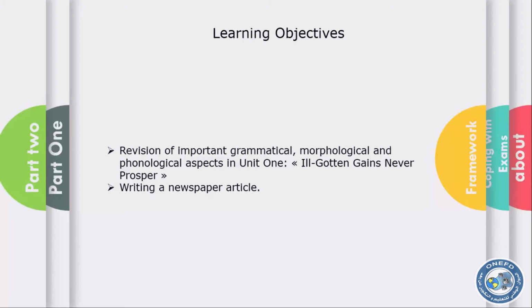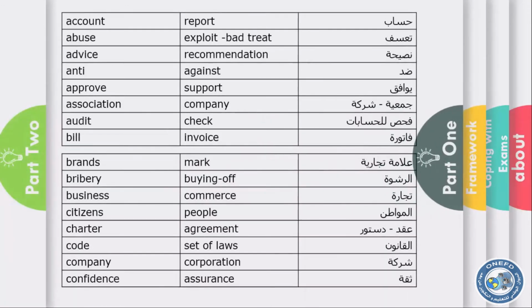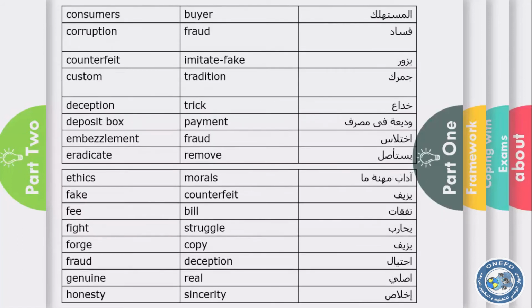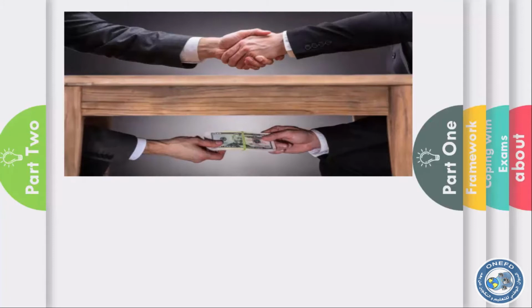And the second objective is writing a newspaper article. Before we start, I'd like to refresh your memories with some glossaries for Unit 1, Ill-gotten gains never prosper. These are just samples of the glossary for Unit 1. Again, before we start, I'd like to refresh your memories about the different vocabularies we have in this unit, or the theme of this unit.